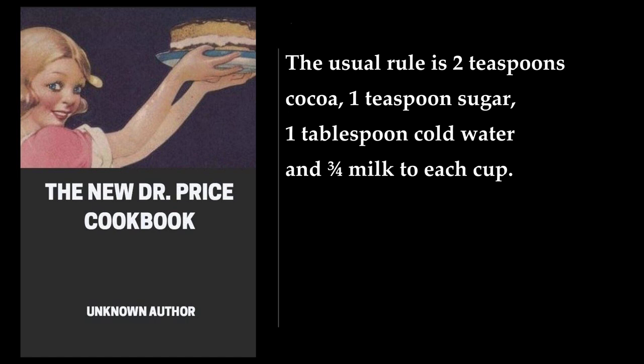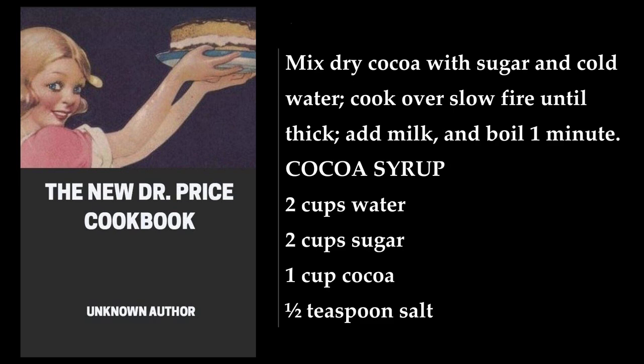Cocoa. The usual rule is 2 teaspoons cocoa, 1 teaspoon sugar, 1 tablespoon cold water and 3/4 cup milk to each cup. Mix dry cocoa with sugar and cold water, cook over slow fire until thick, add milk, and boil 1 minute.